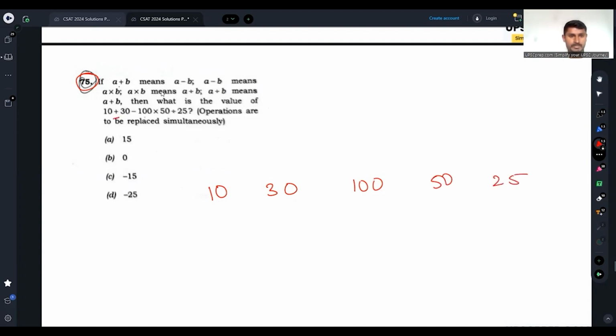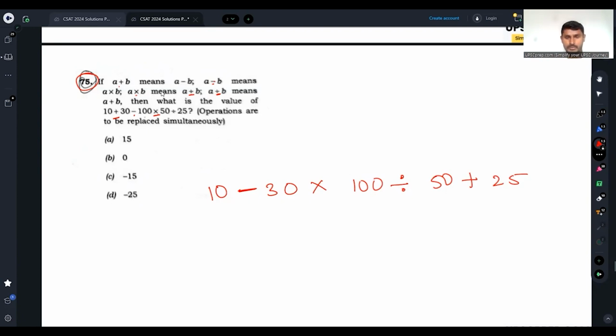First is A plus B. So what does it mean? A plus B is A minus B, so I will have to put minus. Second, minus means multiply, so instead of minus I will multiply. Third is the multiplication sign; instead of multiply, I have to divide. Then instead of dividing, I have to add, so plus. I have just changed the signs accordingly.